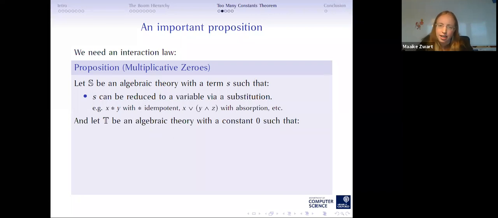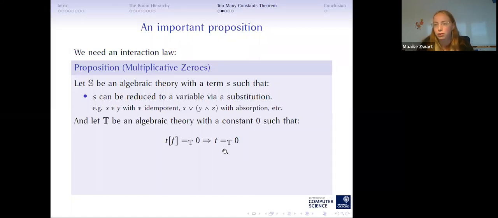Then on the other side, I need a slightly more technical property that's not too important. I do need a constant, which otherwise I'm never going to get to the too many constants theorem. And the slightly technical property is that for any term, if after a variable-for-variable substitution it is provably equal to the constant, then it was already provably equal to the constant before the variable-for-variable substitution. It's a small technical detail, don't worry about it too much.